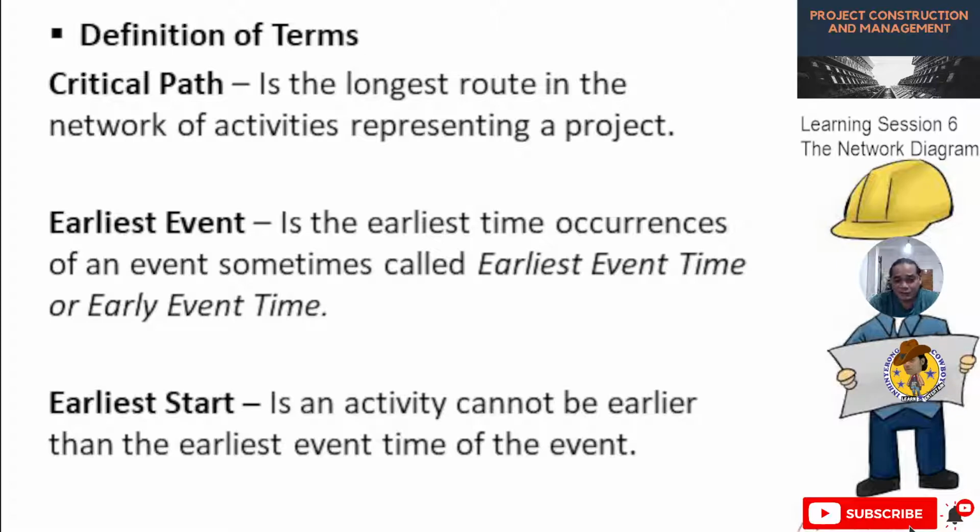Okay, so we now have the definition of terms which are used in this learning session. One is critical path, which I mentioned in our previous learning session. A critical path is the longest route in the network of activities representing a project. Then we have the earliest event. This event is the earliest time of occurrence of the event, sometimes called earliest event time or early event time. Then we have earliest start, ES. This is an activity start that cannot be earlier than the earliest event time of the event.